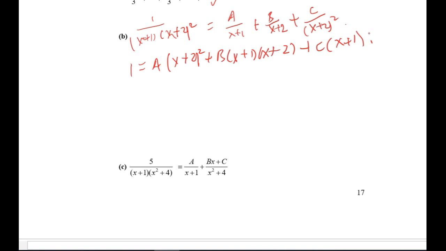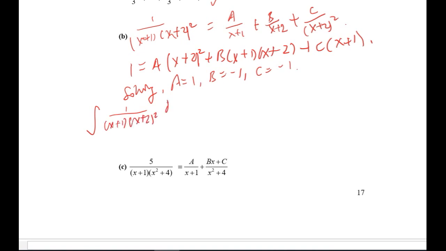Again, you can substitute x equals to minus 2, x equals to minus 1, and then for the last one you can just compare coefficients or substitute in anything you like. If you do it correctly, you will obtain A equals to 1, B equals to minus 1, C equals to minus 1. For now, just take it as correct and check it on your own slowly at home. Once we have this partial fraction decomposition, the integral is simply, we can rewrite it as the integral of its partial fractions.